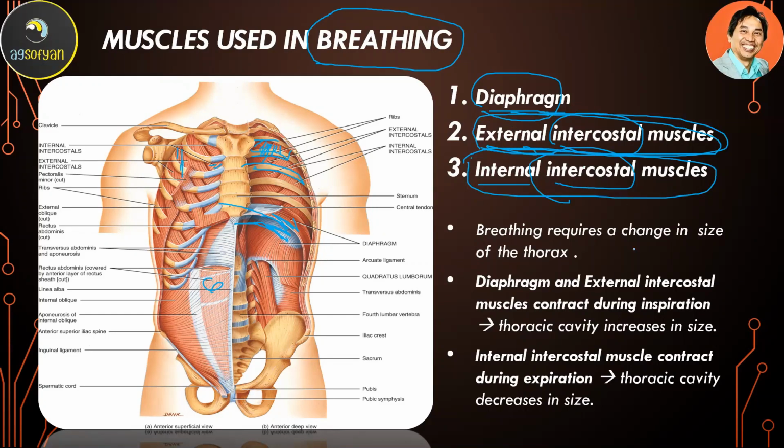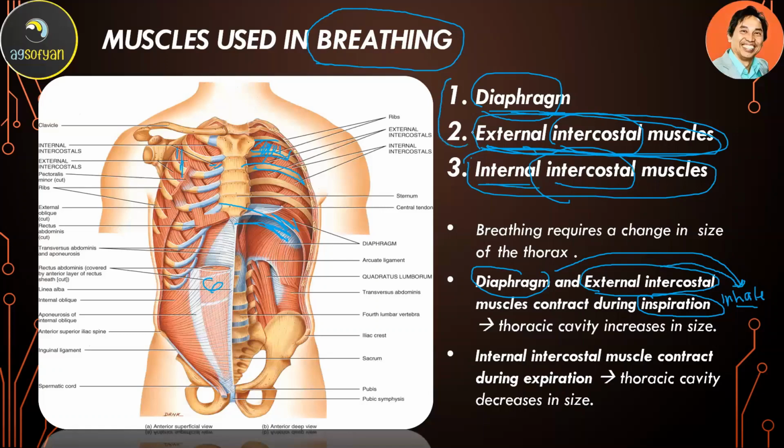Now, how do they control it? When we breathe in, during inhalation or inspiration, when we inhale the air, two muscles will be contracted: the diaphragm and the external intercostal muscle. So these are used for inhalation. These muscles will be contracted. How about the internal? The internal should be relaxed.